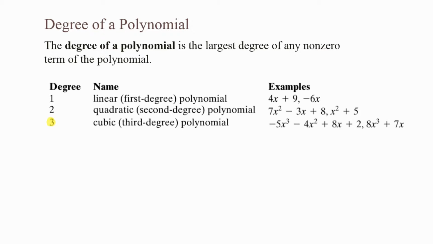For a degree of 3, it's called a cubic polynomial or a third-degree polynomial. Some examples would be negative 5x to the third minus 4x squared plus 8x plus 2, and 8x cubed plus 7x.